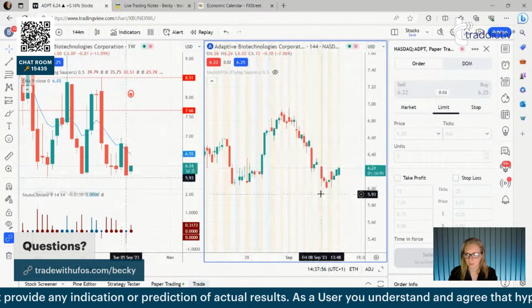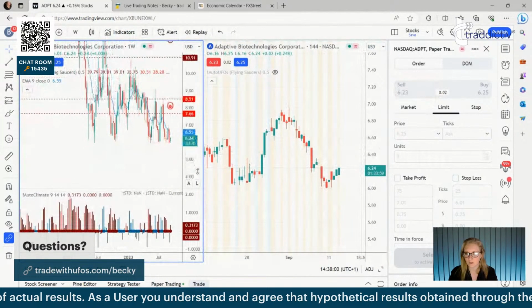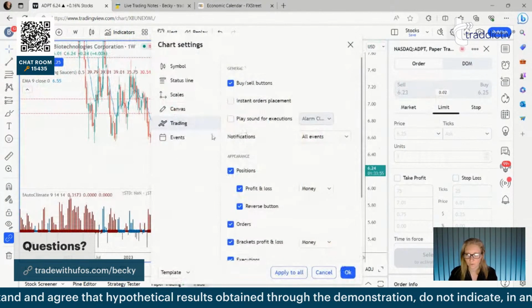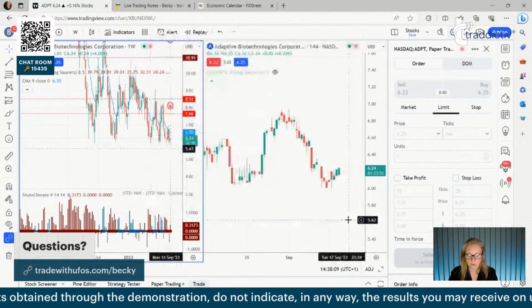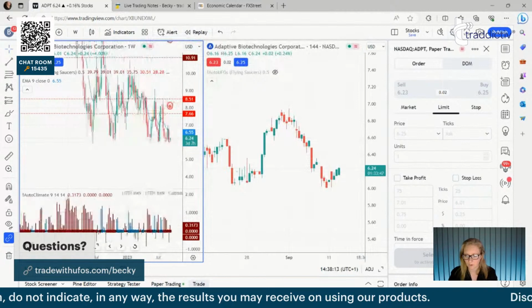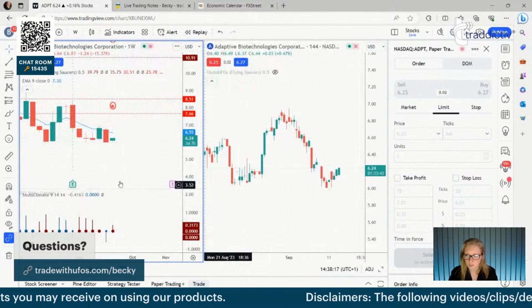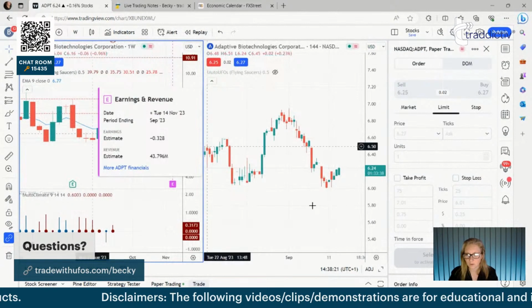So let's have a look at the earnings. Let's see if we add it here. Events, earnings on chart. Yeah. I can't see. Oh, here we go. Earnings. So the next earnings date is Tuesday, the 14th of November.